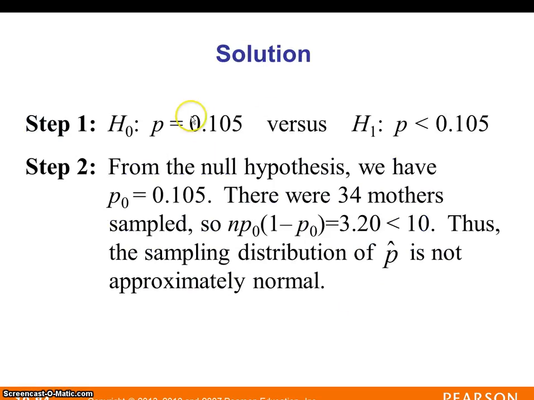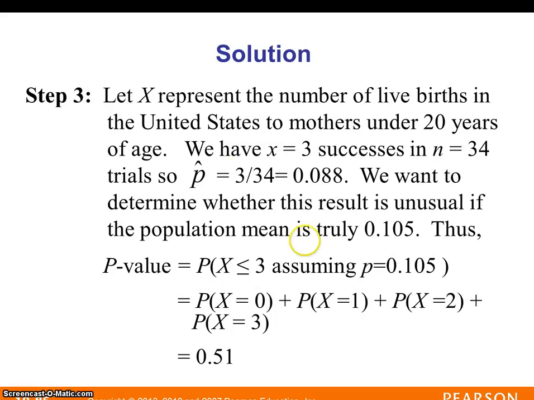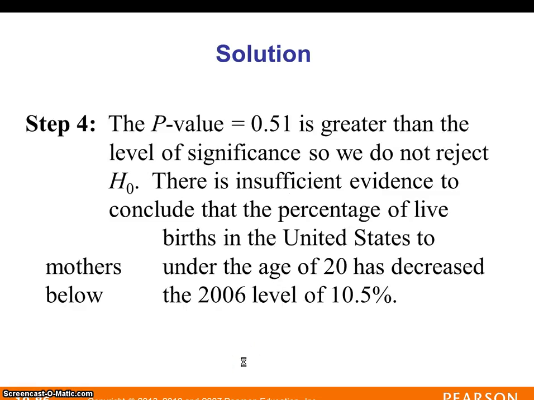In this case, this would be your setup. We get that this is less than 10, so the sampling distribution is not approximately normal. So calculate your p-hat, and we can use a binomial approximation for this. Going back to one of the previous chapters, we would get that the probability in this case would be 0.51. So the p-value is greater than the level of significance, so we do not reject the null hypothesis.